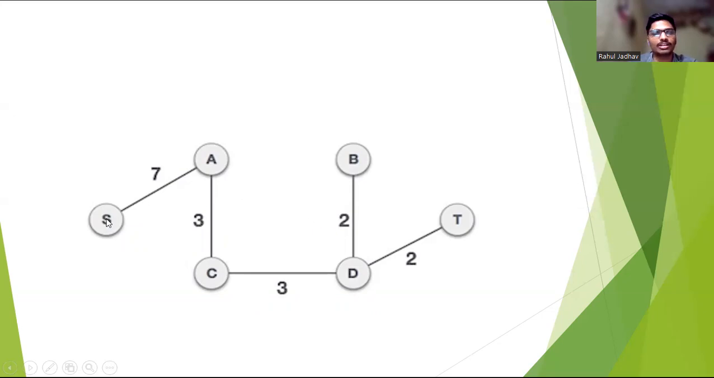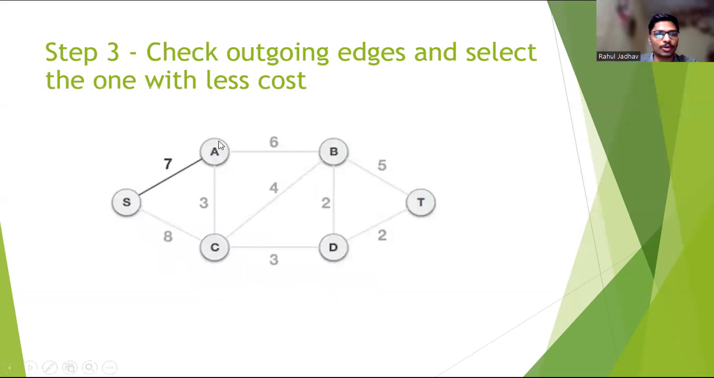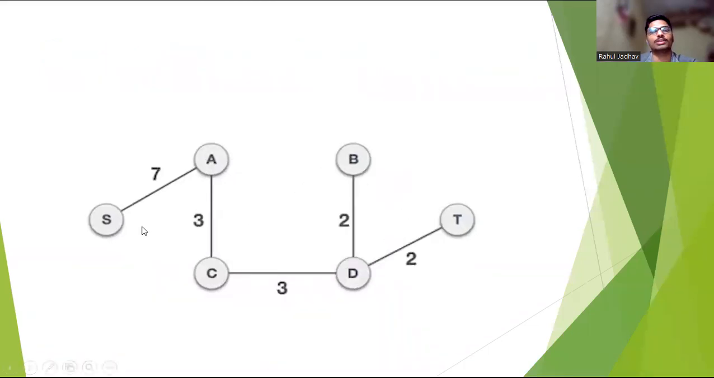And the final check of our problem: there is only one path which has the minimum cost value from all the edges, which will be considered in our spanning tree, resulting in S to A, A to C, C to D, and D to B, and D to T.